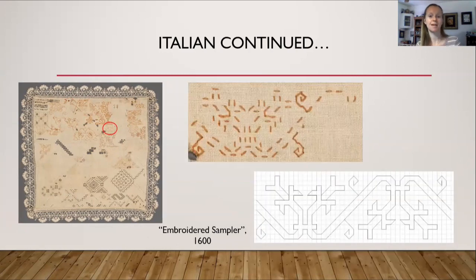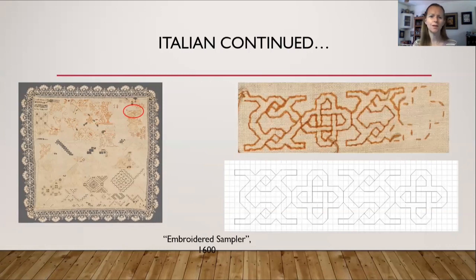And still the same Italian sampler. Inside the red circle, I've enhanced the picture, and this is very much a case of connect the dots because half the thread is missing. Again, it's counted stitch, so you can count the threads where they're missing and recreate the pattern. And that's what I've done on the bottom right-hand side, a recreation of the pattern that is found on this Italian sampler.